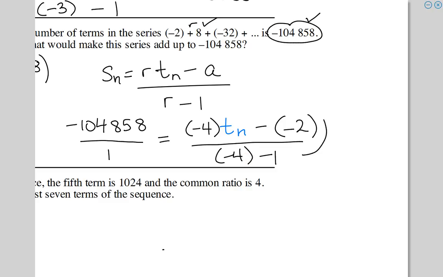Let's move this up here. Negative 104,858 over 1, that's just to help us, equals negative 4Tn plus 2 over negative 4, subtract 1, negative 5. Any questions on that cleanup? That's all that was. This is a little cleanup.